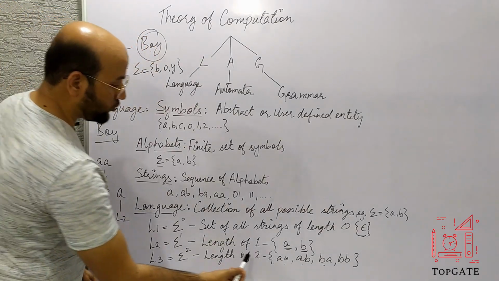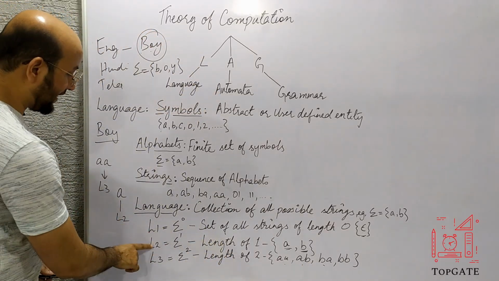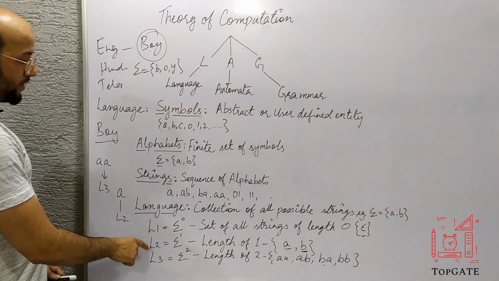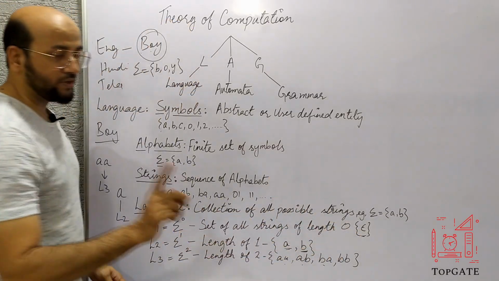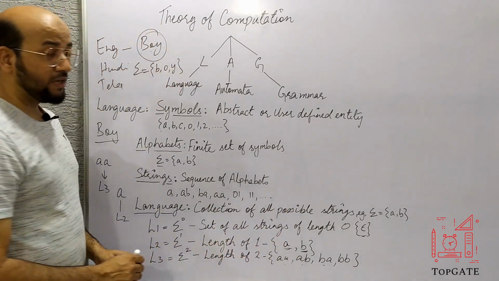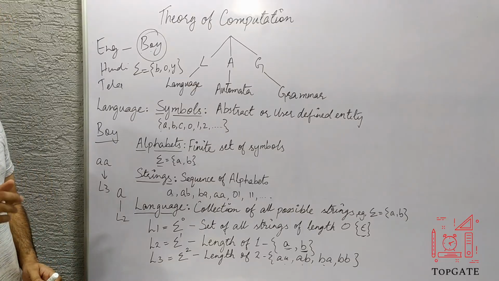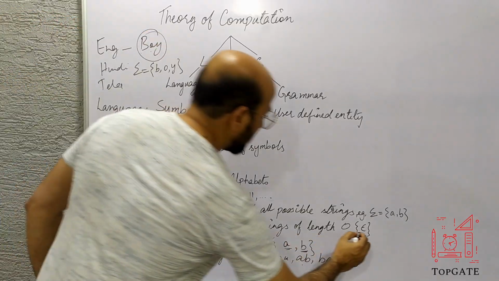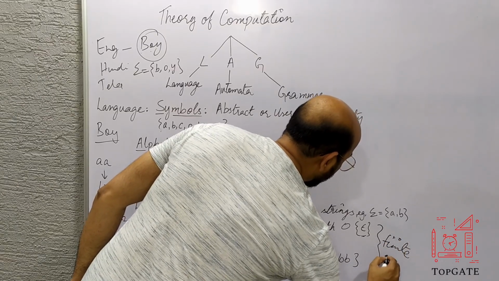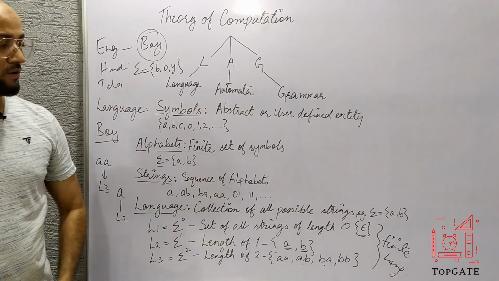So in L3, you have only 4 possible words. In L2, you have only 2 possible words. In L1, you have only epsilon, that is one possible word only. In any language, if the number of words is known, is finite, that is called a finite language. So all these are called finite languages.